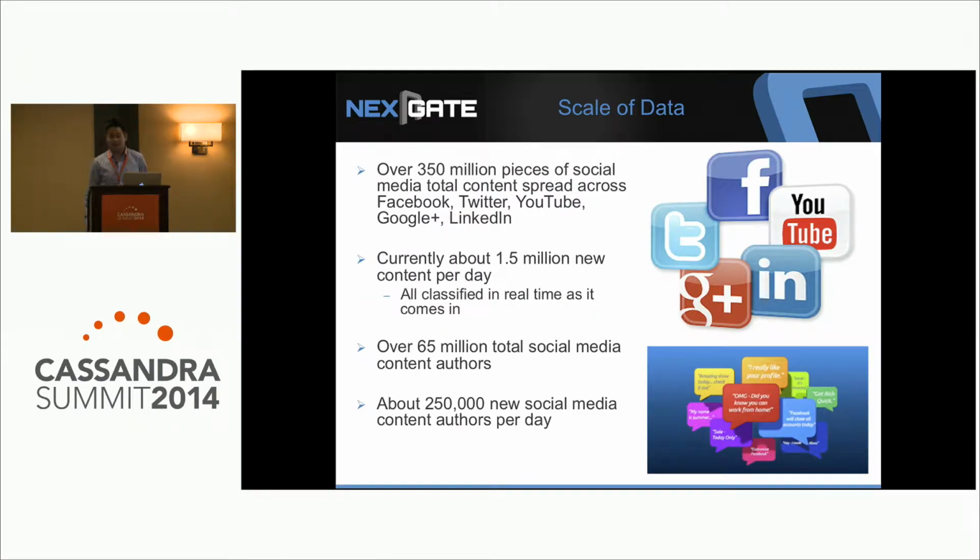Talking about the scale of the data a little bit, there's over 350 million pieces of social media content spread across Facebook, YouTube, LinkedIn, Twitter, etc. If you were to ask me 4 months ago what that number would be, it'd be 250 million. So the data that's coming in is growing exponentially. The rate today is 1.5 million new pieces of content per day, and it's all classified in real time as it comes in. There are 65 million total social media authors, meaning people who are posting on social media, and about 250,000 new authors a day. That gives you an idea.